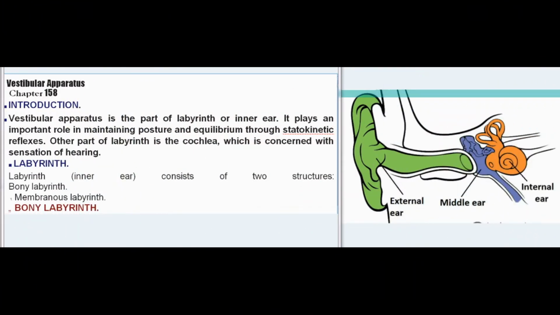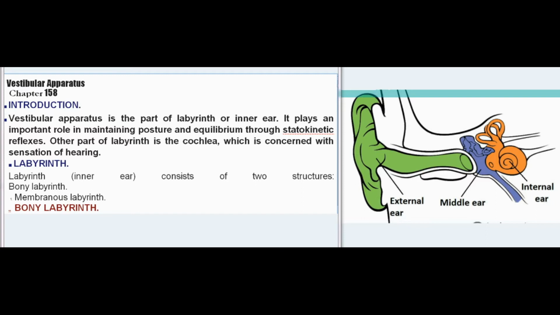Chapter 158, Vestibular Apparatus. Introduction. Vestibular apparatus is the part of labyrinth or inner ear. It plays an important role in maintaining posture and equilibrium through statokinetic reflexes. Other part of labyrinth is the cochlea, which is concerned with sensation of hearing.